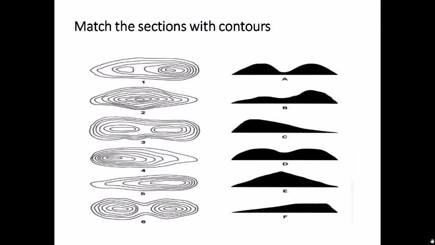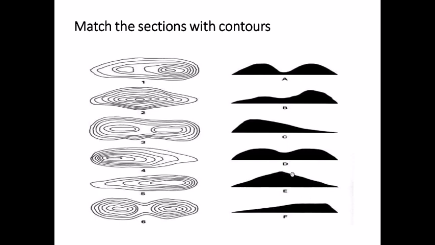So the first thing that you can do is to see if there are two peaks. That means there would be two loops in the center, and if there is just one peak, you will have a contour map which looks something like this. So let's start with the easiest one. Let's start with E.